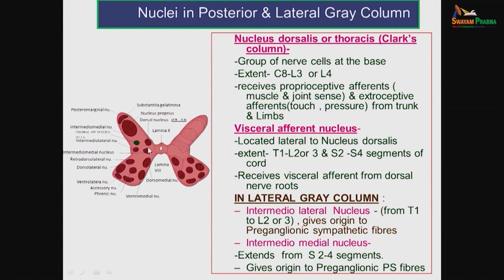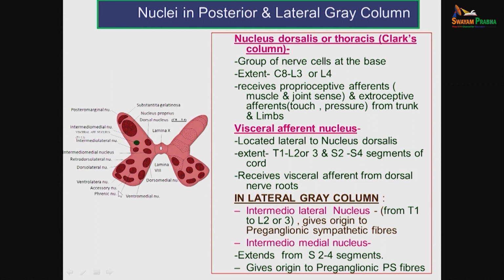S2 to S4 segments of the cord. It is going to give origin to preganglionic parasympathetic fibers. As you all know, parasympathetic outflow is craniosacral outflow. The sacral outflow is going to start from the intermediomedial nucleus. So, in which segments of the cord is this intermediomedial nucleus present? It is extending from S2 to S4 segments of the cord.